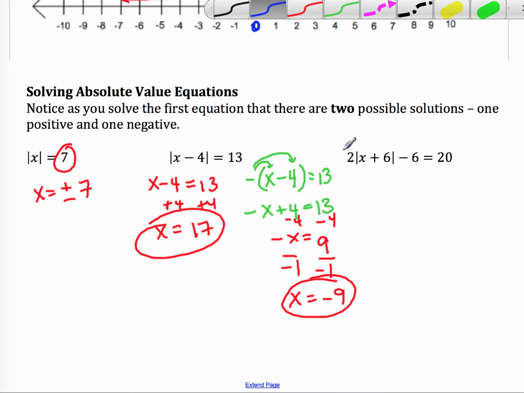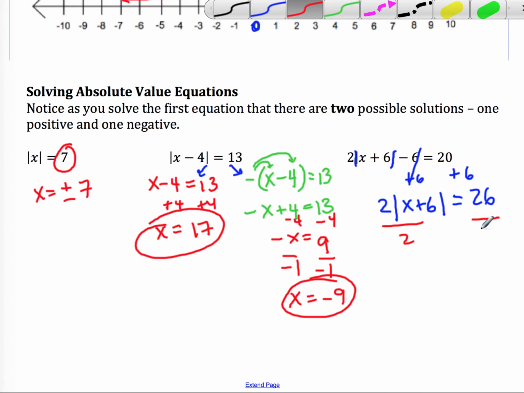Okay, we have this one here, which is looking a little bit more complicated. Before we do our split of positive and negative solutions, I want you to always think about isolating the absolute value. So this would be a good challenge problem. We want to get rid of everything else. So I'm going to first add 6 to both sides. Now I have 2 times the absolute value of x plus 6 equals 26. Now to get rid of that 2, divide by 2. The absolute value of x plus 6 equals 13.